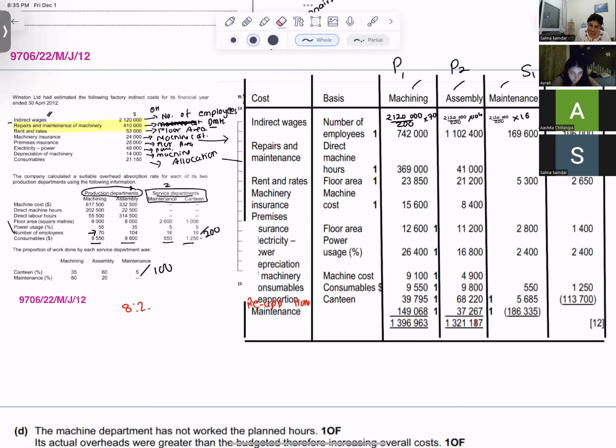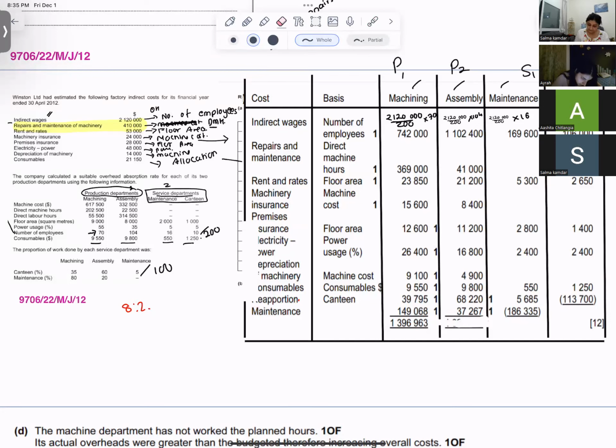186335. So this you will divide amongst these two, this and this, in the ratio of 8:2. Done. So the first one is 149068.